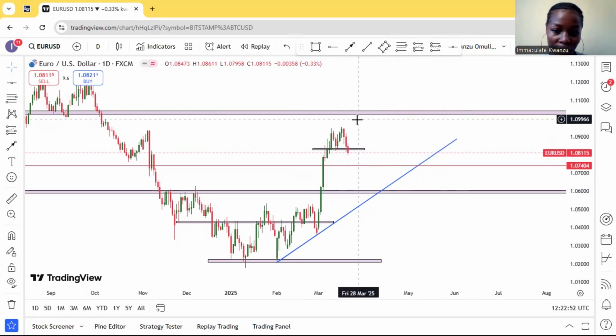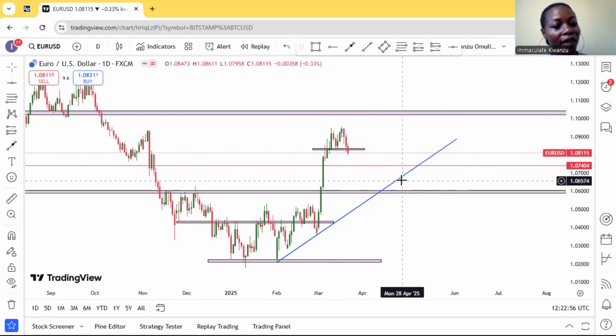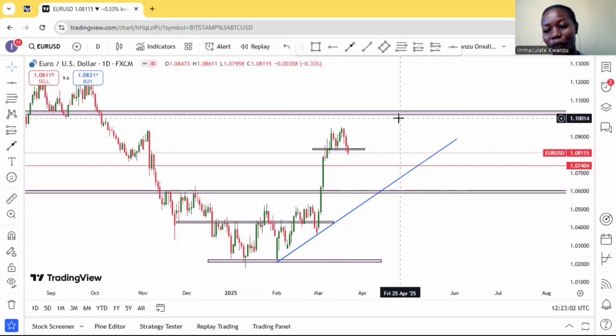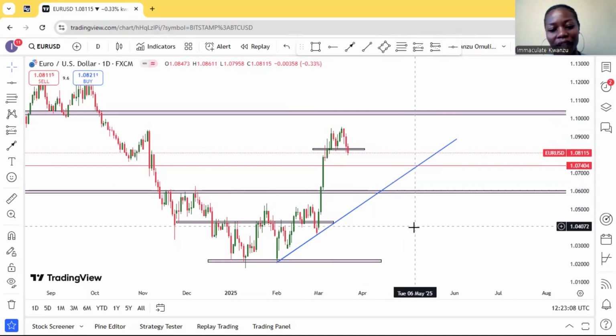Okay, so that's it with the euro. I'm expecting a pullback into the demand zone, possibly touching the trend line, and from there we can see what happens next. We can pull back up to the 1.10 level, or we can bleed all the way down.